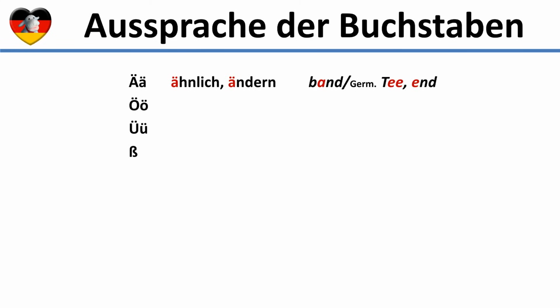The long version of Ö has no similar sound in English. It sounds like this, böse. The short version sounds like in Turkey, when pronounced the British way.